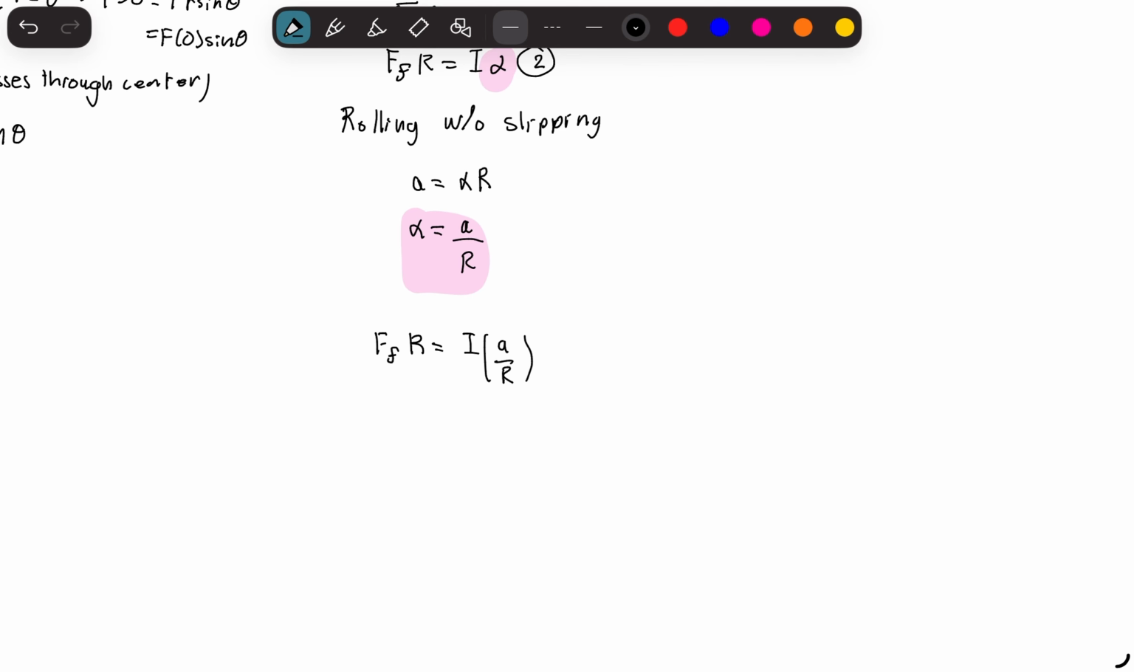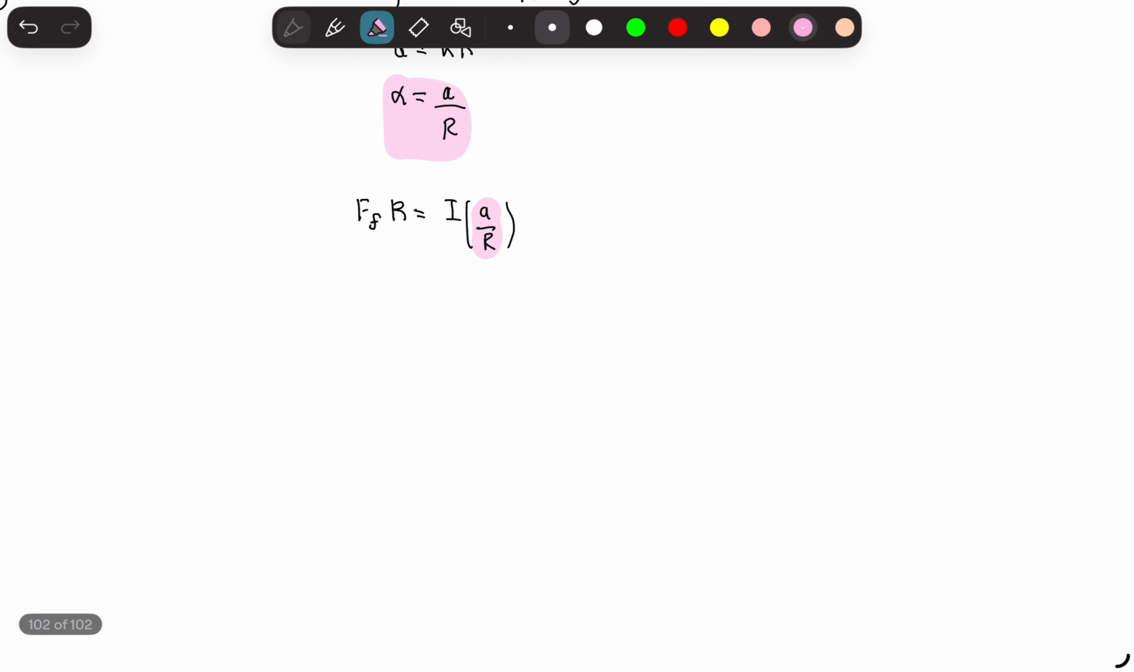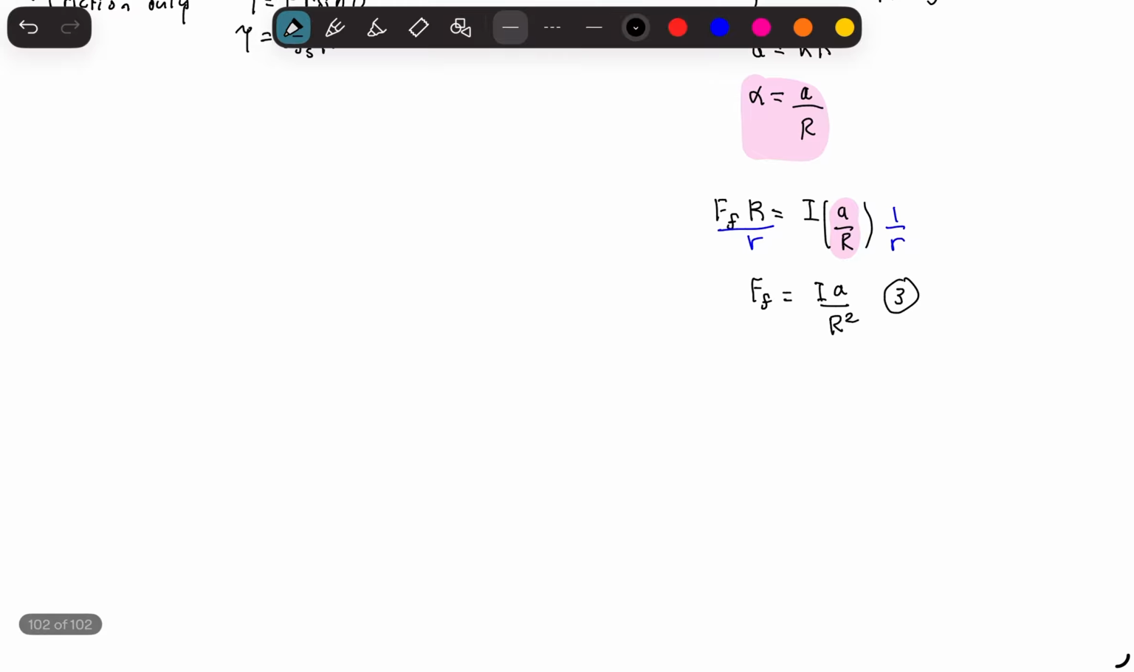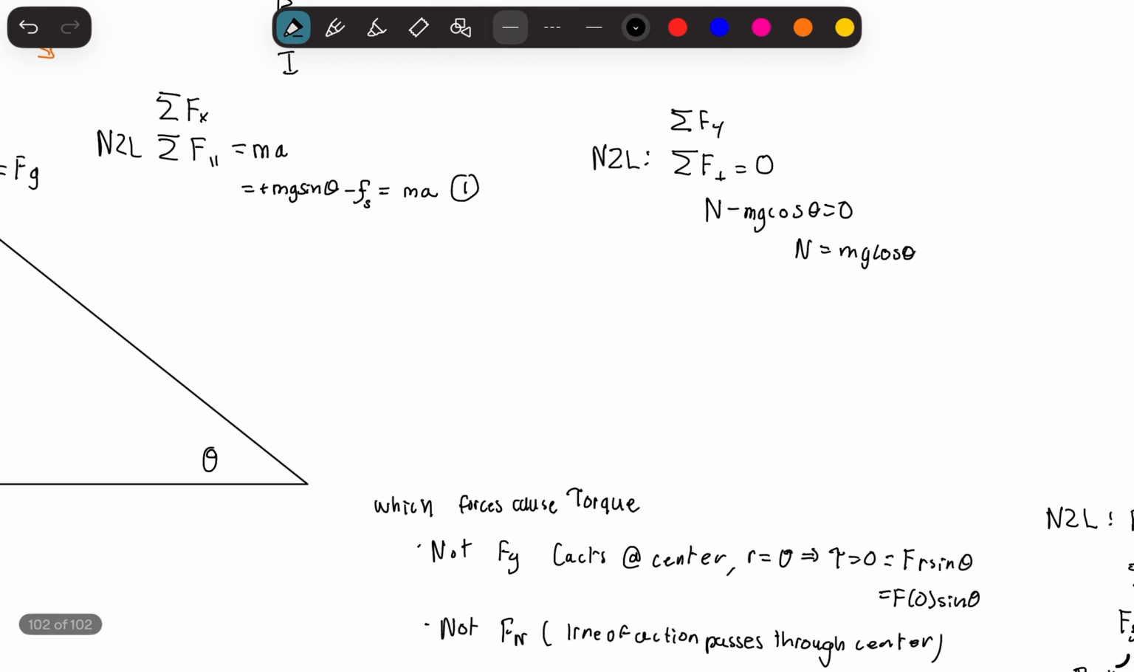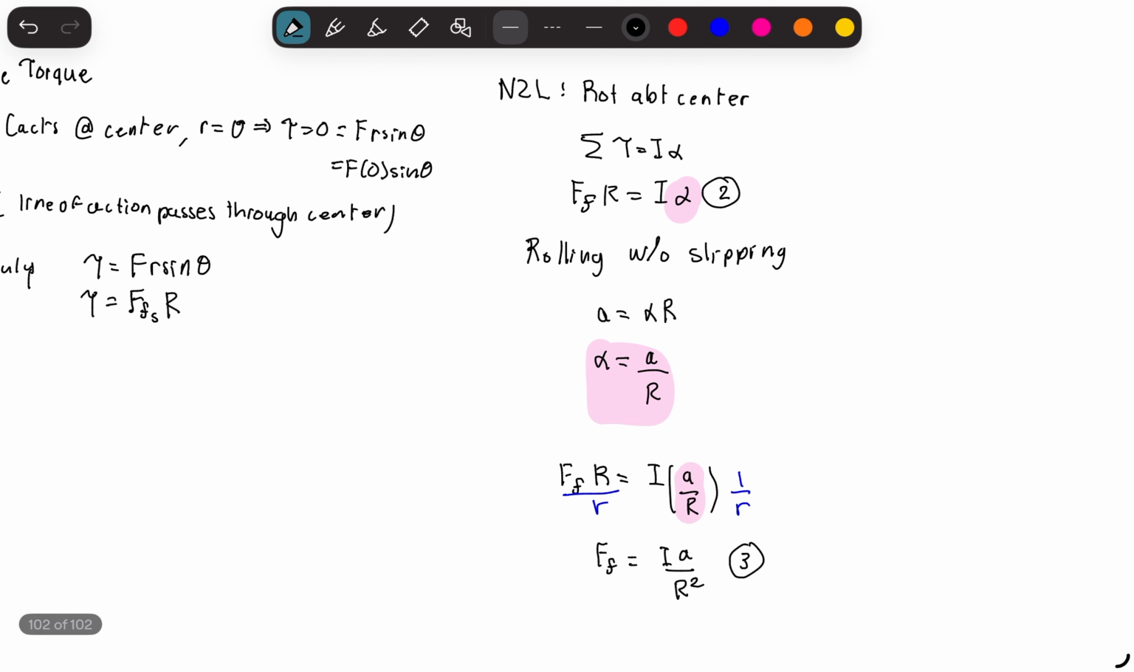After this, you can rearrange for the force of friction, which is going to be I a over R squared, because you divide both sides by R. We can call this our third equation. Now, we can look back at equation 1. In equation 1, we had positive mg sine theta is equal to negative force of static friction. We'll just call this F, and we'll call this also F as well, to keep our variables consistent.